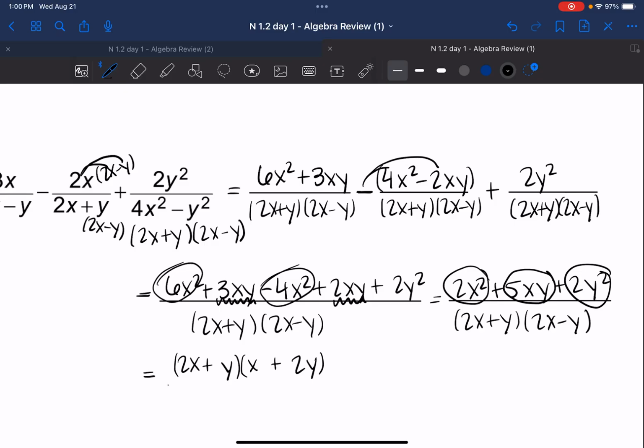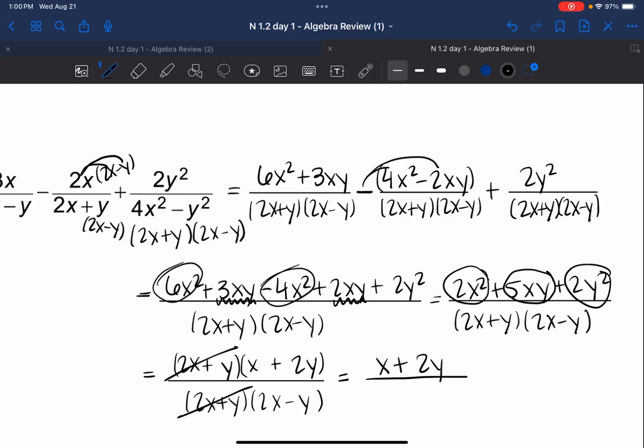as long as they are both positives, over that common denominator of 2x plus y, 2x minus y, and our 2x plus y's will divide out. So all we are left with is x plus 2y over 2x minus y. I can't factor any further, so that would be our final answer.